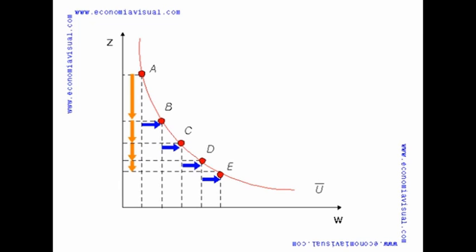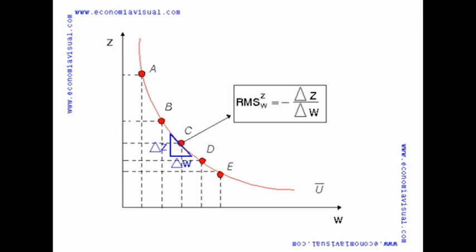The slope of the curve is called the marginal rate of substitution between Z and W and indicates the maximum quantity of good W that the consumer is willing to give up to increase the consumption in a unit of good Z without changing its utility level.